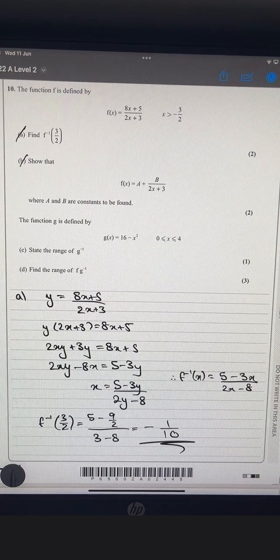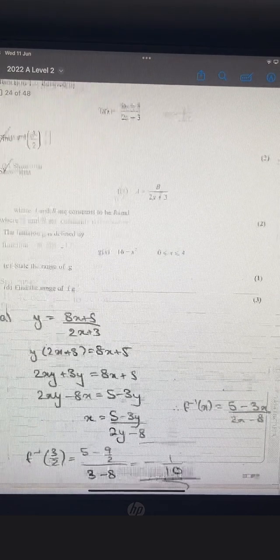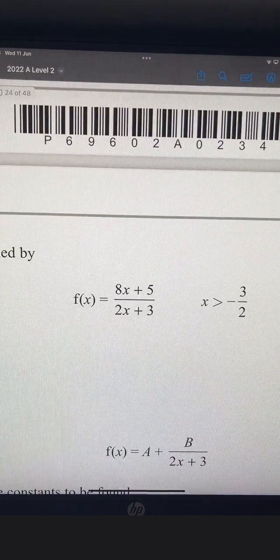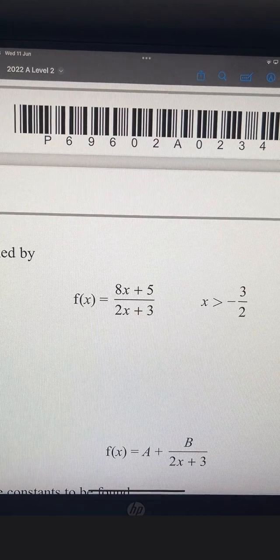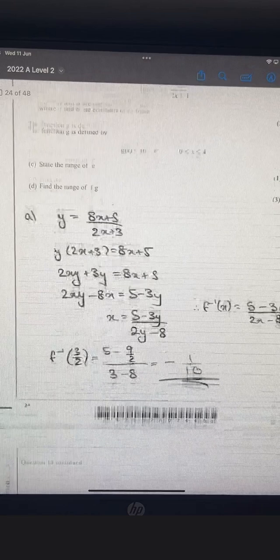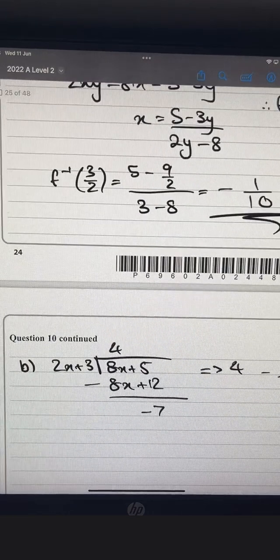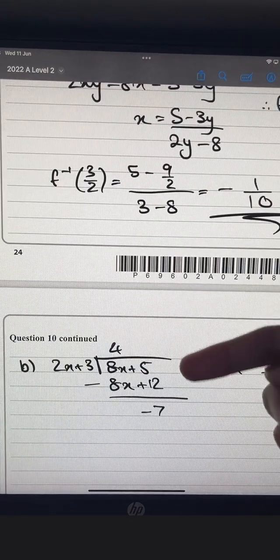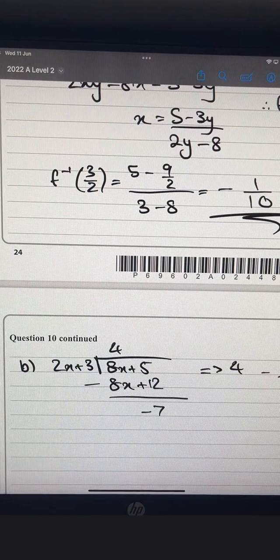The division method is confusing. Let me try and re-explain, all right? So f of x is 8x plus 5 over 2x plus 3, right? That's the numerator divided by the denominator, as a normal fraction is. So I'm just going to do that as a bus-stop division method: 8x plus 5 divided by 2x plus 3.